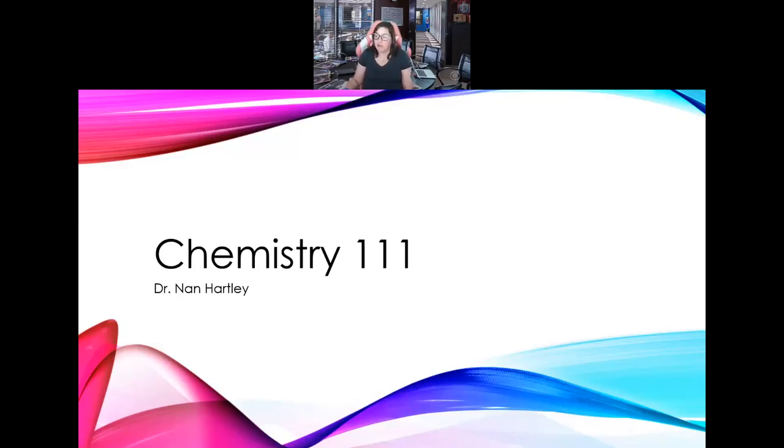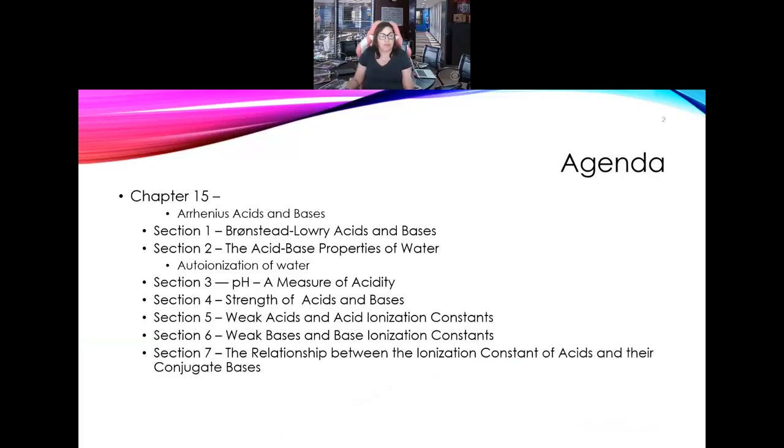Okay, so things we're going to be talking about today. Definitions of acids in terms of Arrhenius, Bronsted-Lowry, and eventually Lewis. Acid-base properties of water and the autoionization of water. pH, which is a measure of the acidity. Strengths of acids and bases. Weak acids and acid ionization constants. Weak bases and base ionization constants. And the relationship between the ionization constant of acids and their conjugate bases. So those are the topics that we're going to get to today, and this is all out of chapter 15.